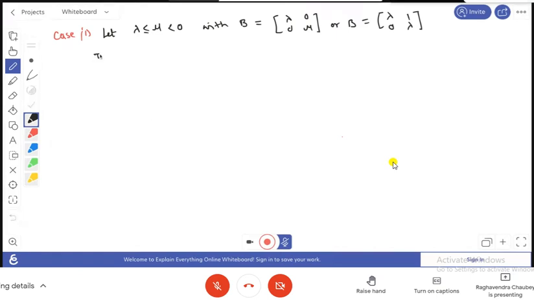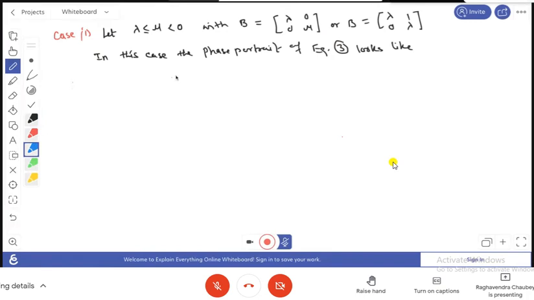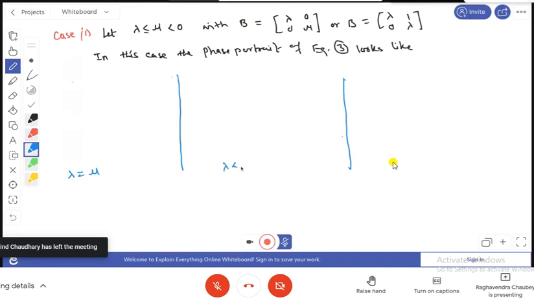In this case, the phase portrait of your equation 3 looks like this. This is a graph of this form. OK, so here there are basically 3 cases: case 1 when both are equal, case 2 when lambda and mu are different.